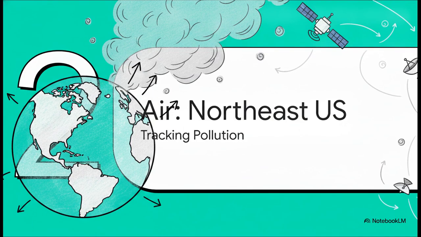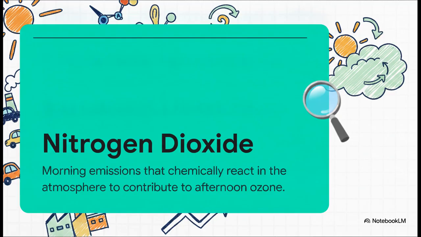Moving right along to Station 2, air, tracking pollution over the northeast U.S. Okay, so we've seen how humanity changes the solid ground. Now let's look up from the land and into our invisible atmosphere. Our atmosphere is completely full of complex chemical cycles happening every single day right over our heads. We're going to break down 2 key compounds the satellites are measuring. First up is nitrogen dioxide. This is largely a morning emission. Think of millions of cars starting up for the morning rush hour, or factories powering on for the day.